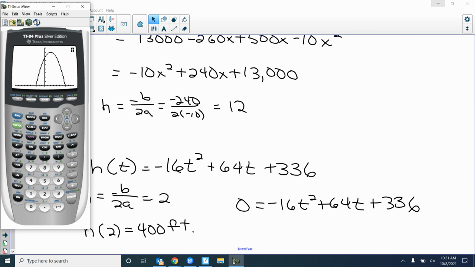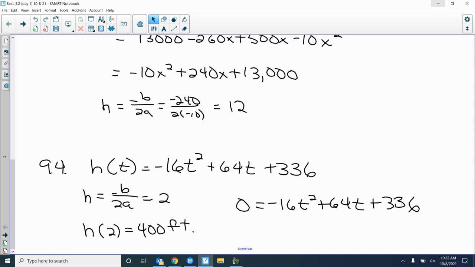And so if you hit second calculate zero, I can figure that out. Left bound, I just need to be to the left of it. And right bound, guess. So 7 seconds for that. All right, we had a question on 83.